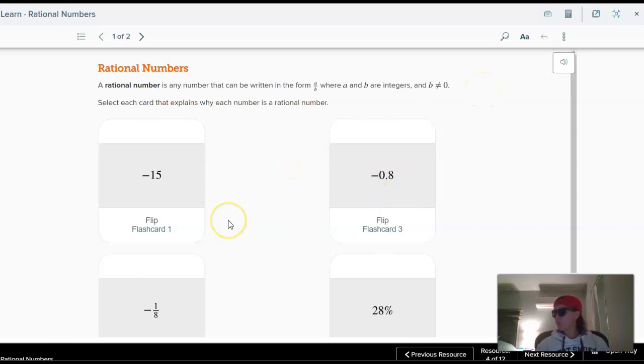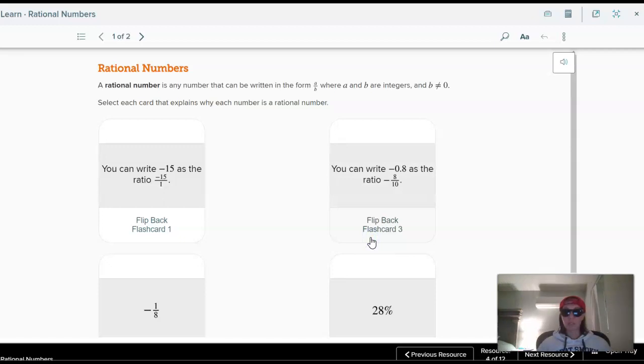We're on page 177 in your book, so if you want to turn there, all these numbers are on this page too. Negative 15, I can write it like this, can't I? Negative 15 is the same as negative 15 over 1, isn't it? We can put any number over 1 and it's the same number because anything divided by 1 is itself. So negative 15 is rational because we can write it as negative 15 over 1, in this form a over b. Negative 15 is an integer, 1 is an integer.